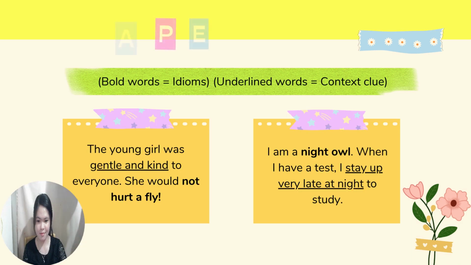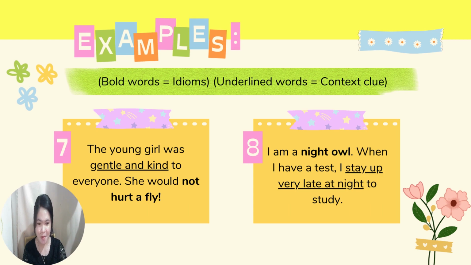All right, thank you. For our seventh example, we have here, the young girl was gentle and kind to everyone. She would not hurt a fly. So what does this mean? Using the context clue, how would you identify the meaning of this particular idiom? Can someone say its exact meaning, from the word or from the clue gentle and kind? Yes, that's correct. So not hurt a fly, meaning she was too gentle to hurt anybody or someone. So she is kind, she is gentle, and she would not dare hurt a fly. Meaning to say she's too gentle to hurt someone.